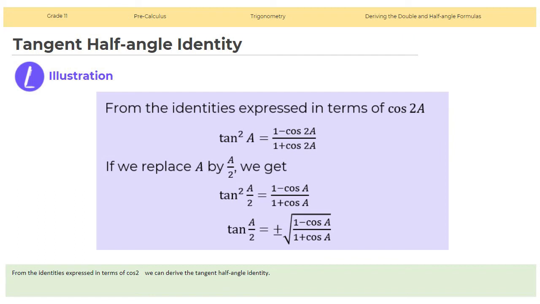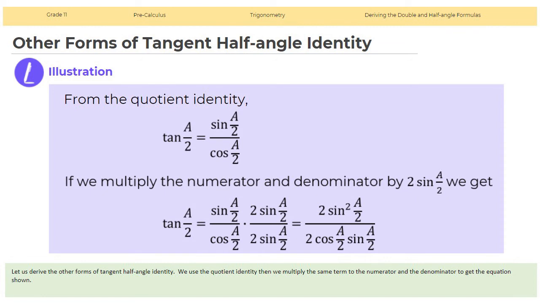Tangent half angle identity. From the identities expressed in terms of cosine 2a, tangent square a equals 1 minus cosine 2a all over 1 plus cosine 2a. If we replace a by a over 2, we get tangent square a over 2 equals 1 minus cosine a all over 1 plus cosine a. So tangent a over 2 is equal to positive or negative square root of 1 minus cosine a all over 1 plus cosine a. Other forms of tangent half angle identity.